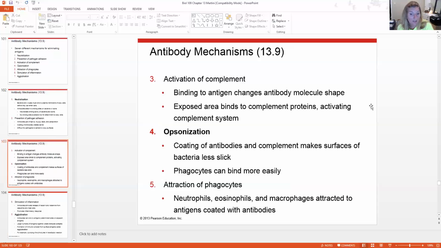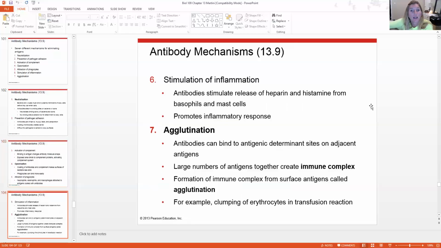Phagocytes can be attracted, so neutrophils, eosinophils, macrophages are all attracted when the antigen is coated with antibodies. And inflammation can be stimulated when the antibodies are releasing heparin and histamine. That's, of course, coming from basophils and mast cells, promoting that overall inflammatory response.